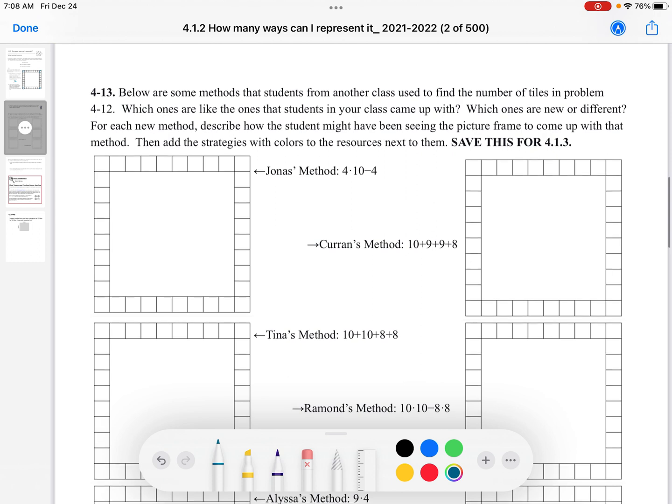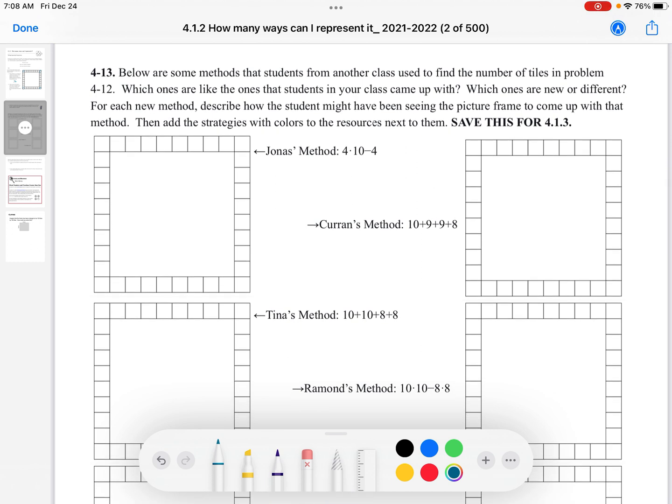So below, here are some methods that students from another class used to find the number of tiles in the problem. Which ones are like the ones the students in your class came up with? Which ones are new or different? For each method, describe how the student might have been seeing the picture frame to come up with the method, then add strategies with colors to the resources next to them. Save this for next class, which is Thursday.